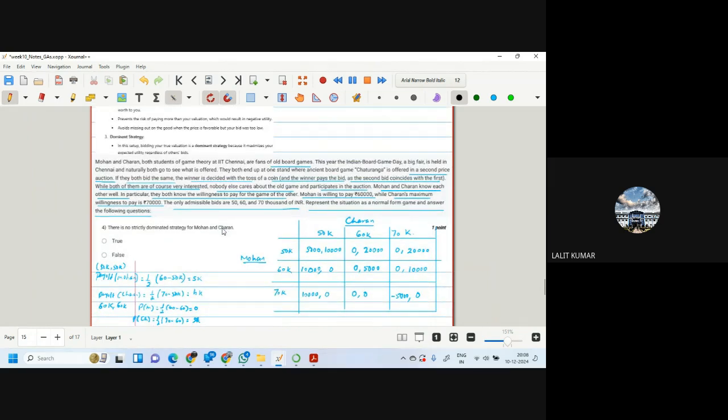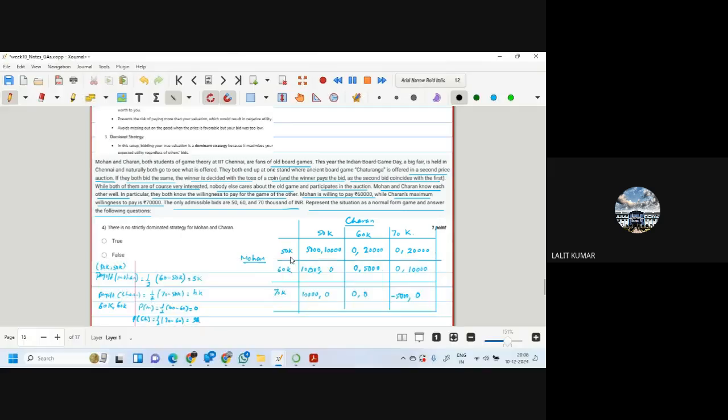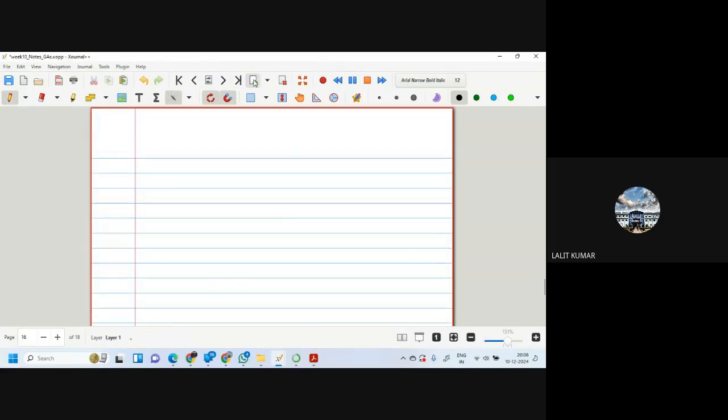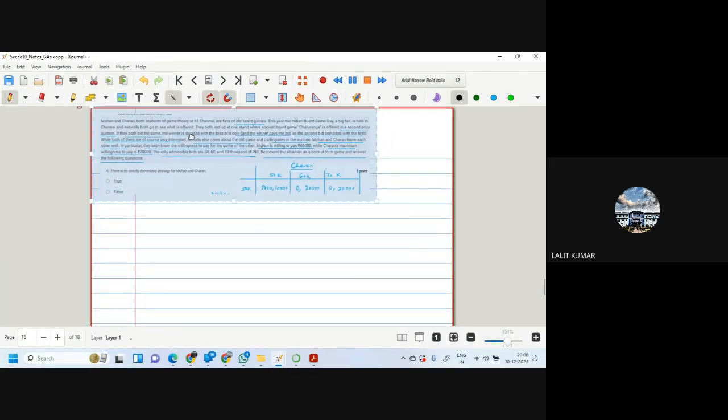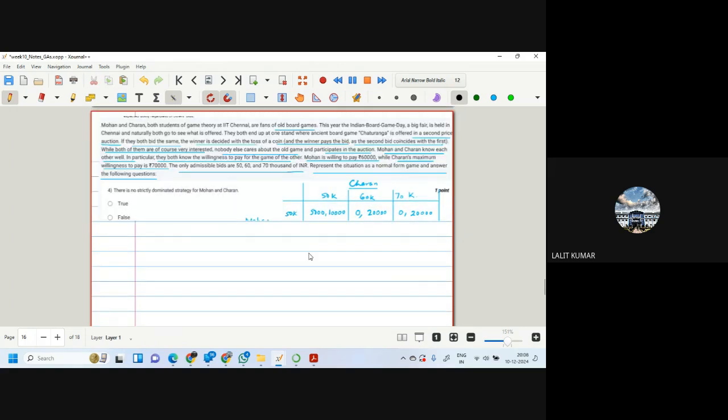Now the second part is this. Basically, in every question we have to form the mathematical form of these questions. So Mohan and Charan, both students of game theory at IIT Chennai, fans of old board games, both end up at one stand. One board game is offered in a second price auction. So this is the keyword: it is a second price auction.